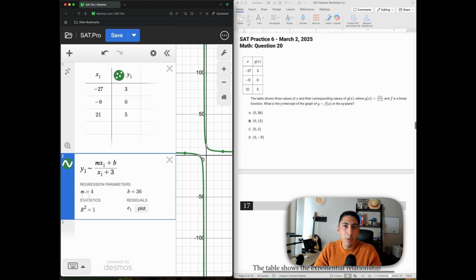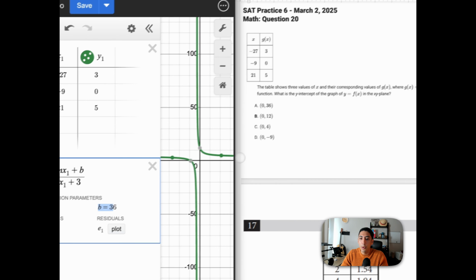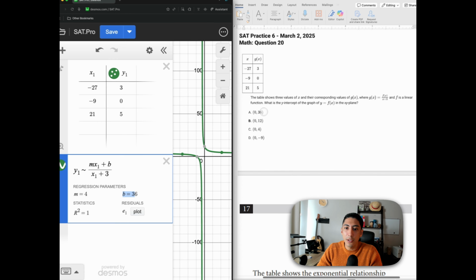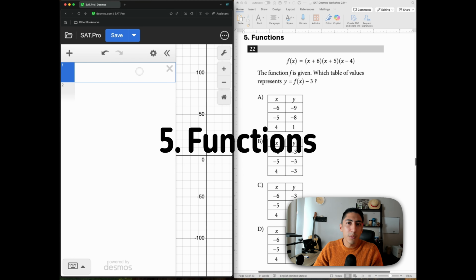It tells me my regression parameters. So it tells me those values that I didn't know, like M and B. It tells me that M is going to be 4 and B is going to be 36. So my answer here would just be 0, 36. That is my y-intercept. Next, let's look at moving around functions.